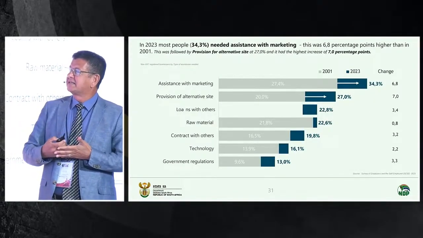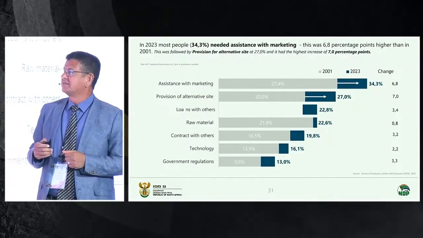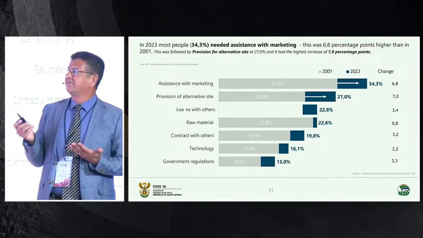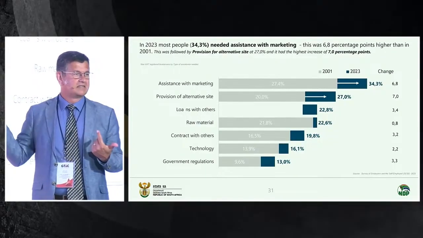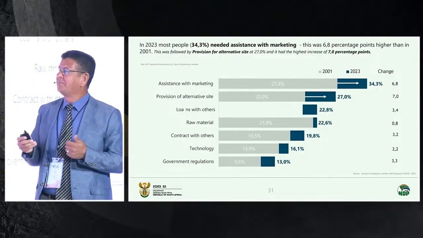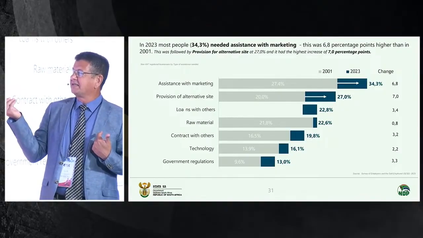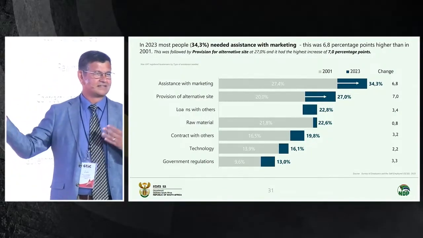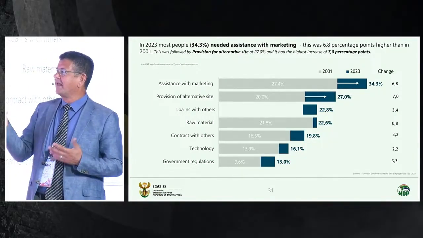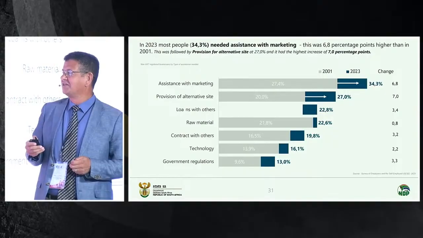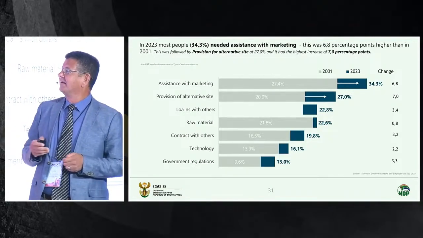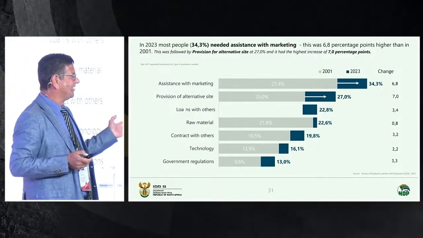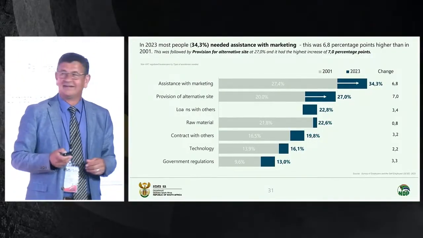What was the assistance that these informal business owners required? Top of the reasons given was assistance with marketing, and that also increased the most over this 20-year period. Provision of an alternative site talks back to the previous study that was shown. People don't have space to do things, so the statistics at least back that up. Finance is, I guess, always a bit of an issue. Government regulations came in relatively low. Maybe that's because people don't really know about the regulations, or maybe they don't care. They just go and do the business.